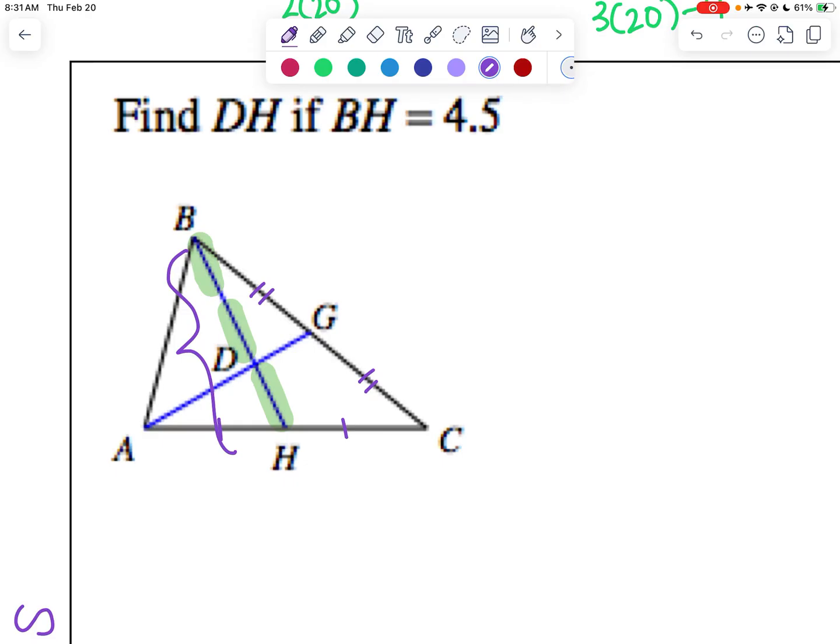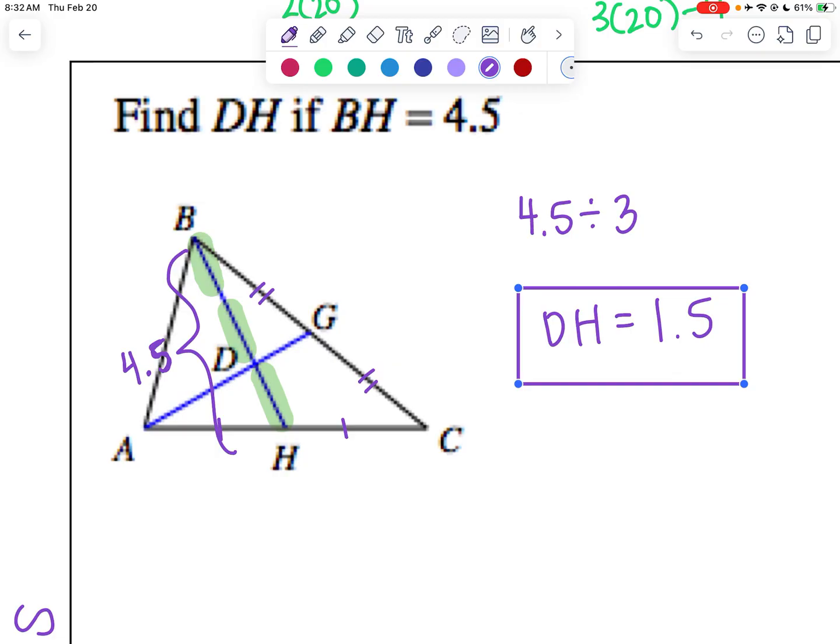So if B to H is 4.5, that's all 3 parts have to make 4.5. So how would you just find this piece? Well, I could take 4.5 and divide it by 3. So D to H would be 1.5.